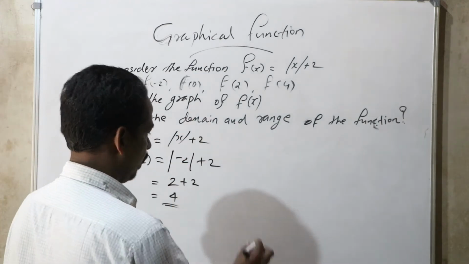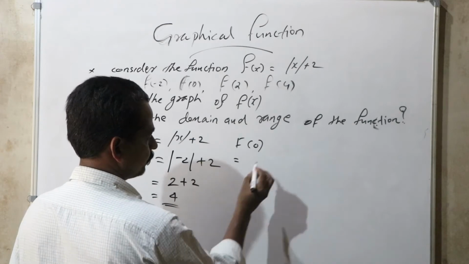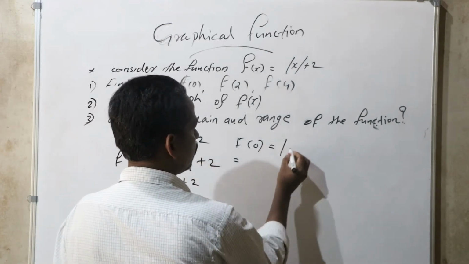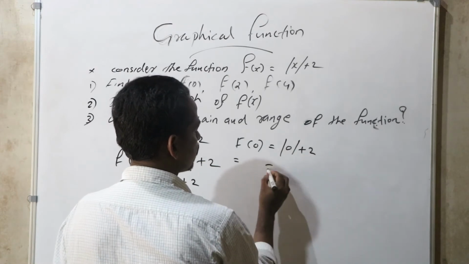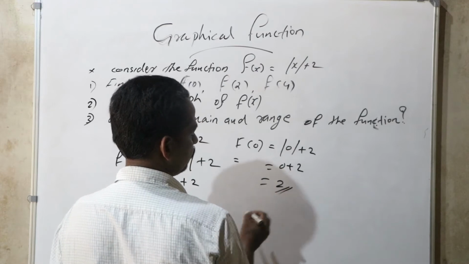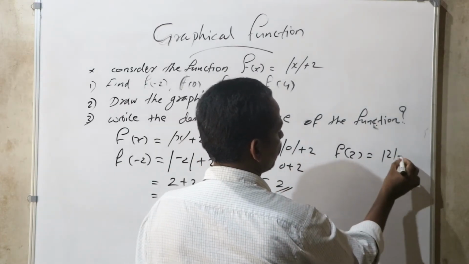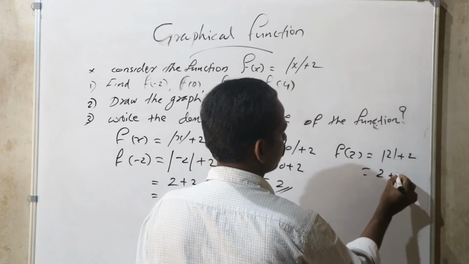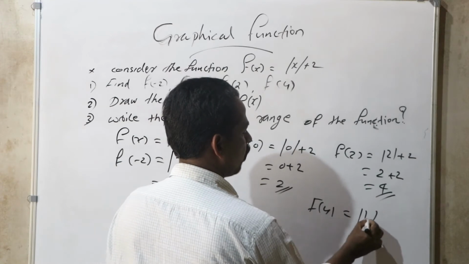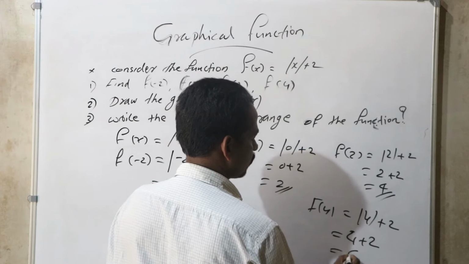F of 0 is equal to mod 0 plus 2 is equal to 0 plus 2 is equal to 2. F of 2 is equal to mod 2 plus 2 is equal to 2 plus 2 is equal to 4. F of 4 is equal to mod 4 plus 2 is equal to 4 plus 2 is equal to 6.